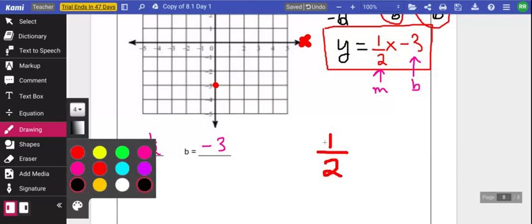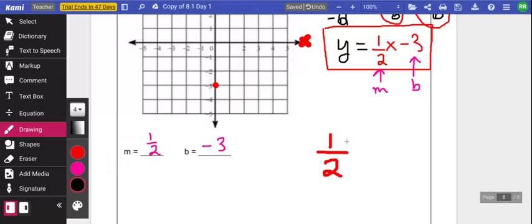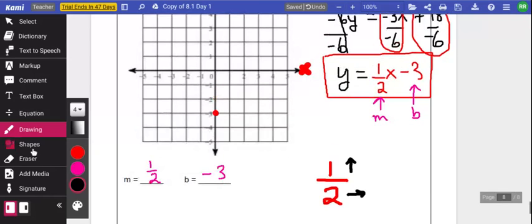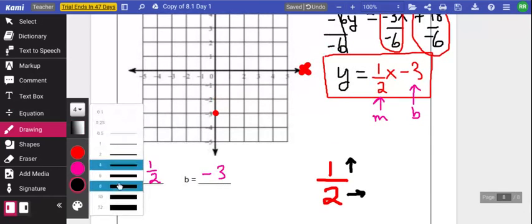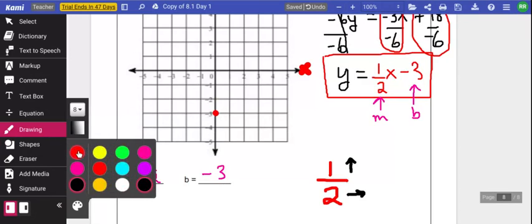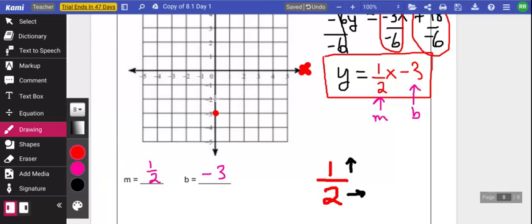So let's think about this. The top number would tell me to go up or down. So since it's a +1, I'm going to go up 1. The bottom number tells me to go left or right. Since it's a +2, I'm going to go right 2. So from B, this is how I will move. From B, I will move up 1, right 2, and put a dot. Okay? So let's do that. From B, I'm going to go up 1, right 2. 1, 2, put a dot. From that one, up 1, right 2, put a dot.